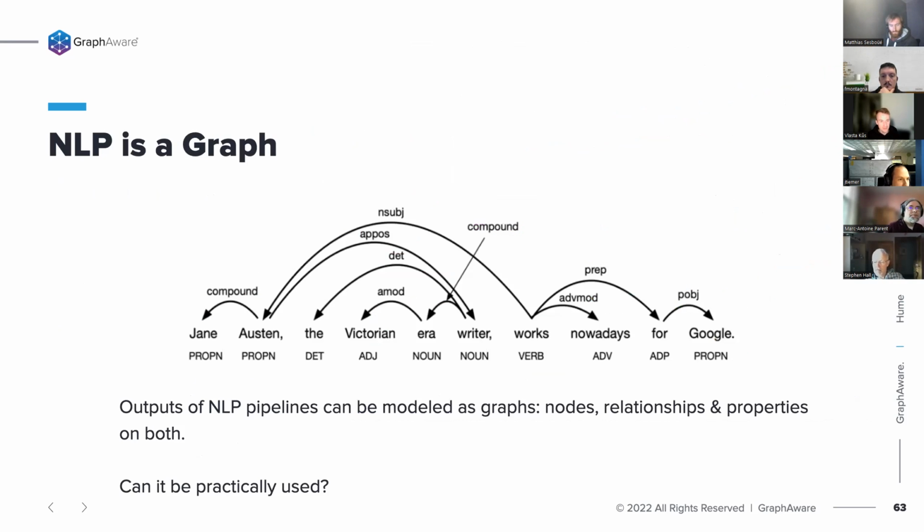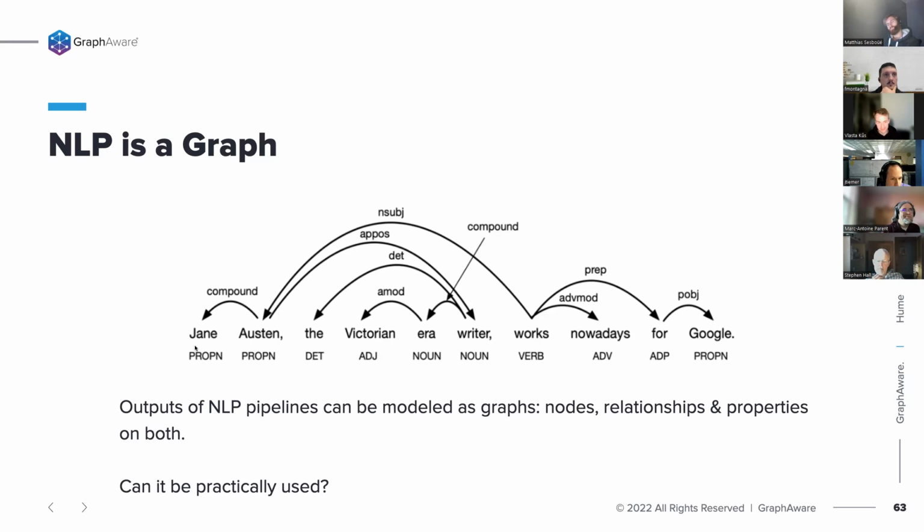But let's step now from the NER a little bit back again to the NLP domain, right? And here I stated NLP is a graph. And what I mean is that when you look at the output of basically every generic NLP pipeline, you can get something like this, right?